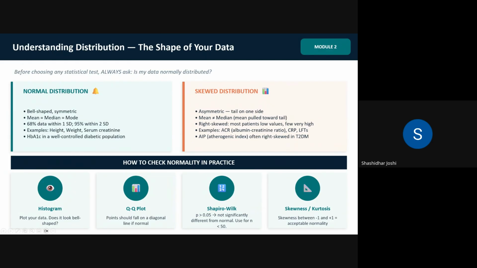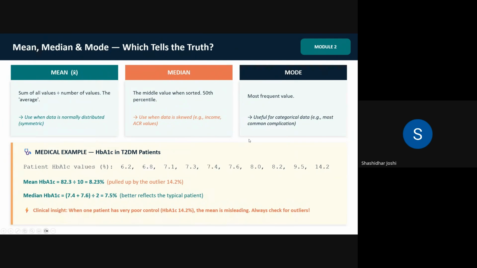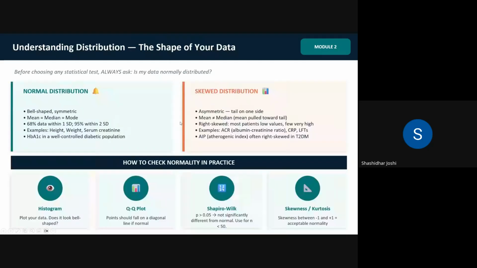In the previous slide, you saw there is one extreme value, 14.2. But the remaining values in this series, 6.8 until 9.5, are very close to each other. The distance between each value is very small compared to 14.2. There is a huge gap between the rest of the values and 14.2. If the values are very close to each other, then obviously we say the data is normally distributed.